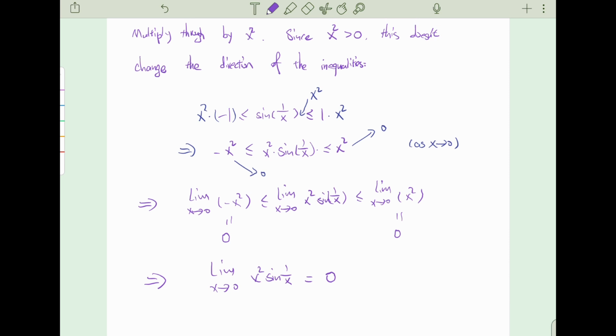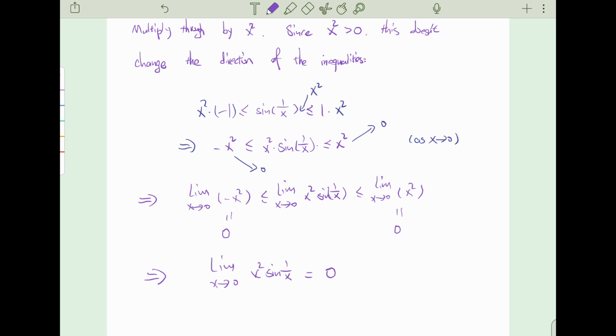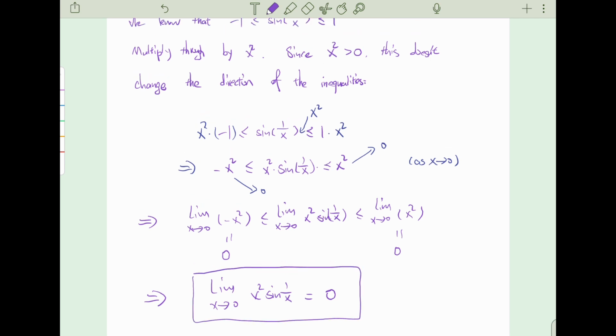Because this thing is less than or equal to 0, and at the same time greater than or equal to 0. So the only choice for this expression is to be equal to 0. Okay? So that is how we make use of the squeeze theorem.